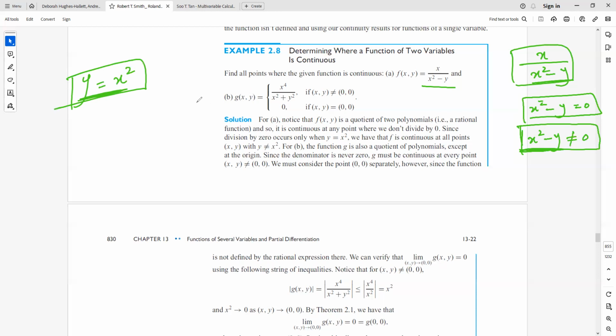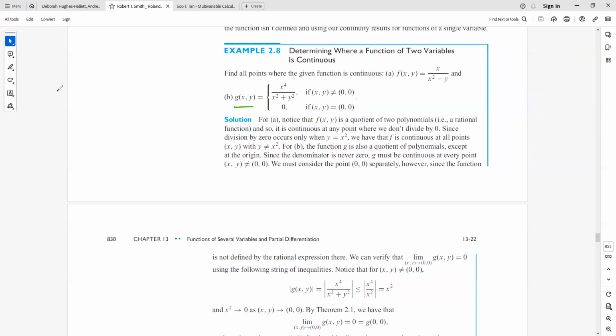Okay, now let's see some other example, that is this one, g of x comma y. We have a function g of x comma y that is x raised to the power 4 over x squared plus y squared when x comma y is not equal to 0, 0, and 0 if x, y is 0, 0, right?